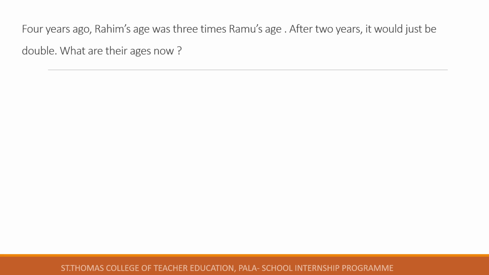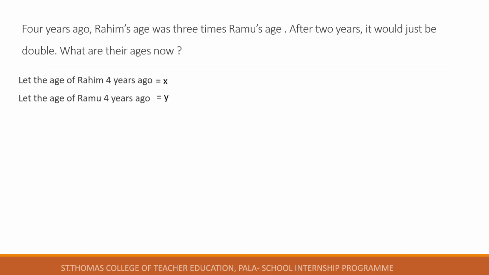So here we don't know the ages of both. So what will be x and y? Age of these people will be taken as x and y. Good. Now we are taking the ages 4 years ago. Let the age of Rahim 4 years ago be x, and let the age of Ramu 4 years ago be y.